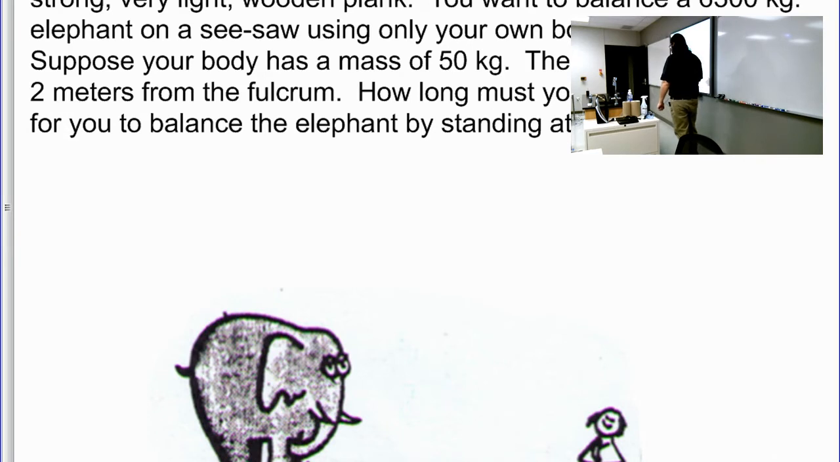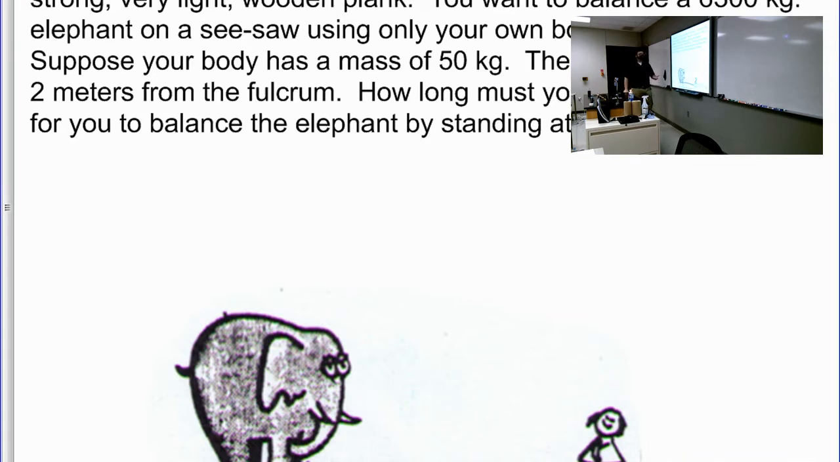Okay, here's basically another teeter-totter situation. And it's just a little bit more drastic. Suppose you are an animal trainer of the circus. You have a very strong, very light wooden plank, and you want to balance yourself with an elephant. So a 6,300 kilogram elephant on one side, and you are going to stand on the other side so that you can seesaw with an elephant. Again, that'd be a pretty cool circus trick, I think, right? Seesawing with an elephant. You just have to have the right tools to do it.